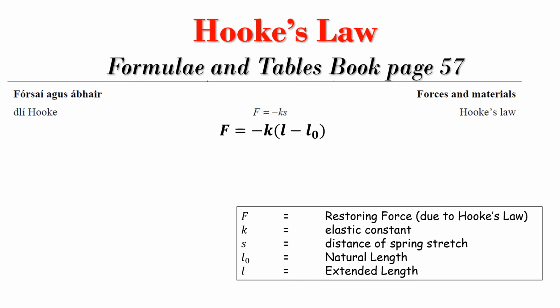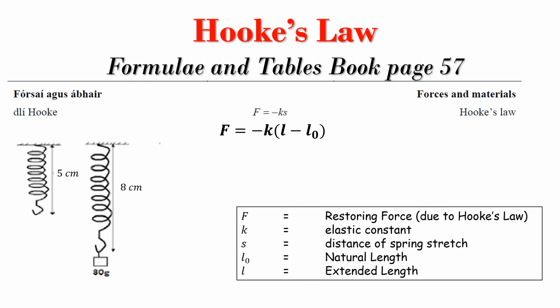Now, just to really see that, here's an example. So I have on the left a spring, and it is 5 centimeters long. It is then going to be extended because I'm hanging an 80-gram mass off it. So an 80-gram mass has been hung off this spring, which is going to stretch it so that it is now 8 centimeters. So my natural length is 5 centimeters, and my actual extended length is going to be 8 centimeters.